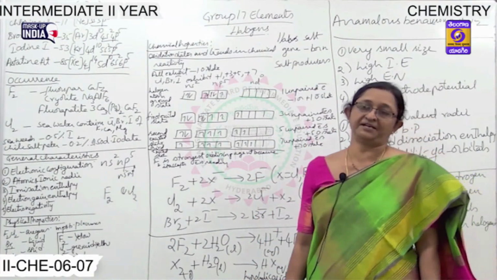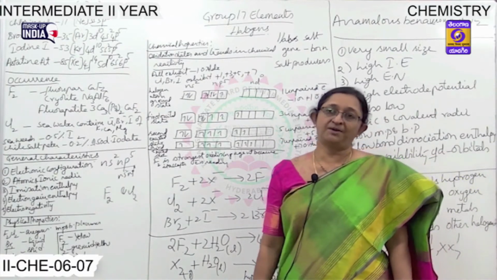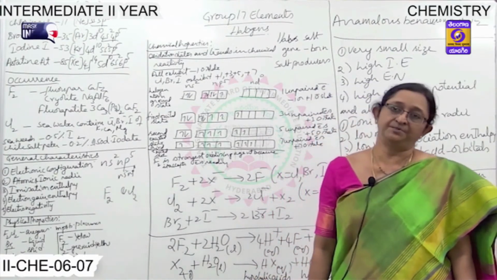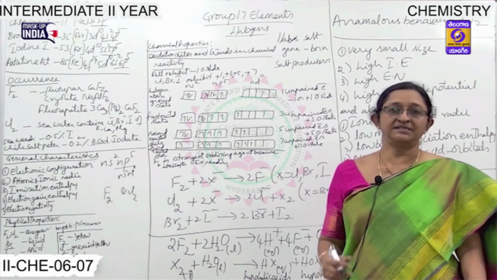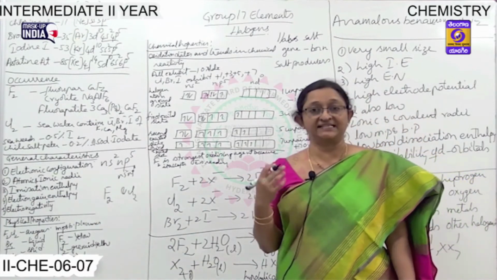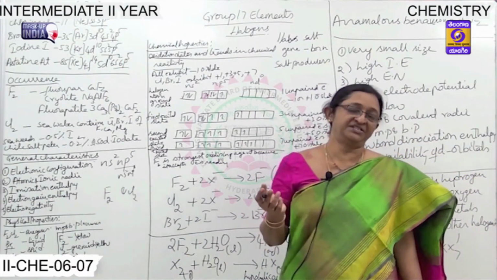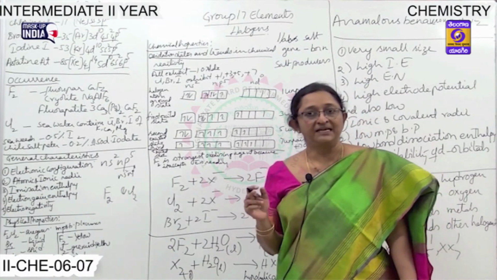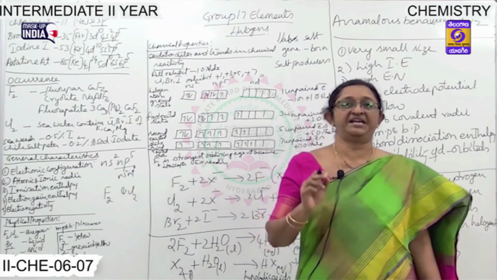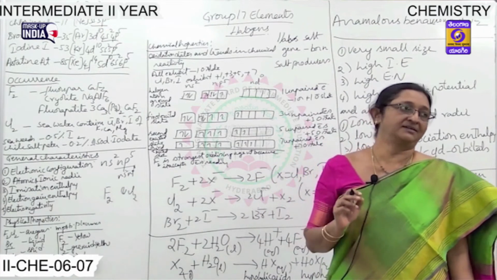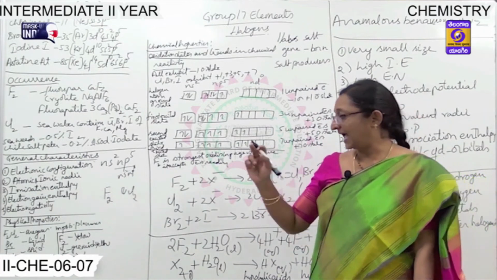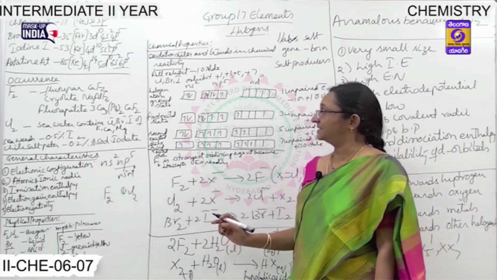What is the reason for it? So when they absorb energy in the visible region, the electrons in the outermost orbital will get excited to higher energy levels by absorbing different quantum of radiations. They show colors. So that's why all the halogens show colors.